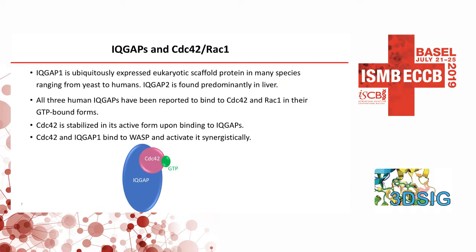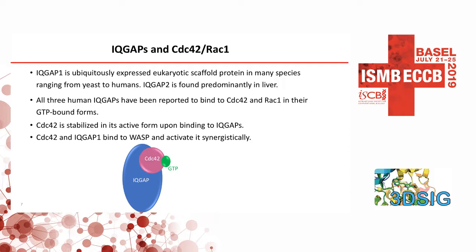IQGAPs are the other protein family that I'm going to focus on today. They have 3 isoforms, IQGAP1, 2, and 3. IQGAP1 is ubiquitously expressed in almost every eukaryotic cell. IQGAP2 is a more tissue-specific protein. It's found predominantly in liver.